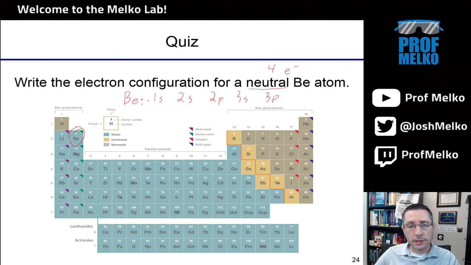Starting with the closest to the nucleus, 1s, 2 electrons can fit in there. Okay, so now I've used 2 of the 4 electrons. There's 2 left. I can put the next 2 in the 2s. And now I've used up all my electrons. So I don't need 2p, 3s, 3p, 4s, or anything else. This is the whole electron configuration for beryllium.